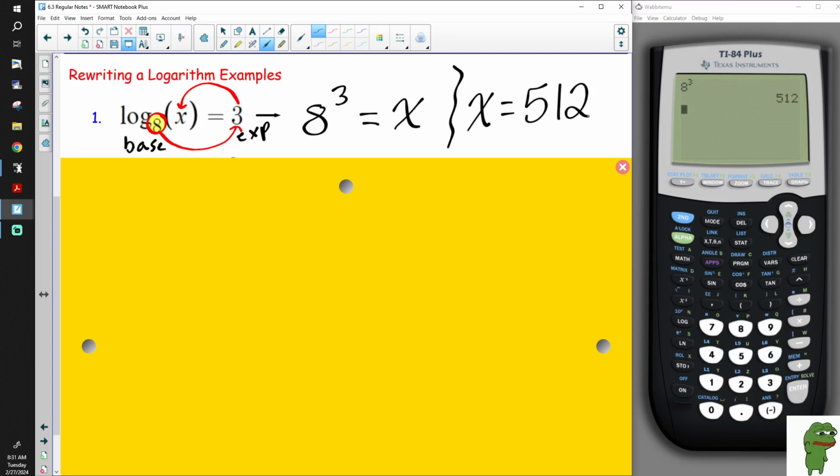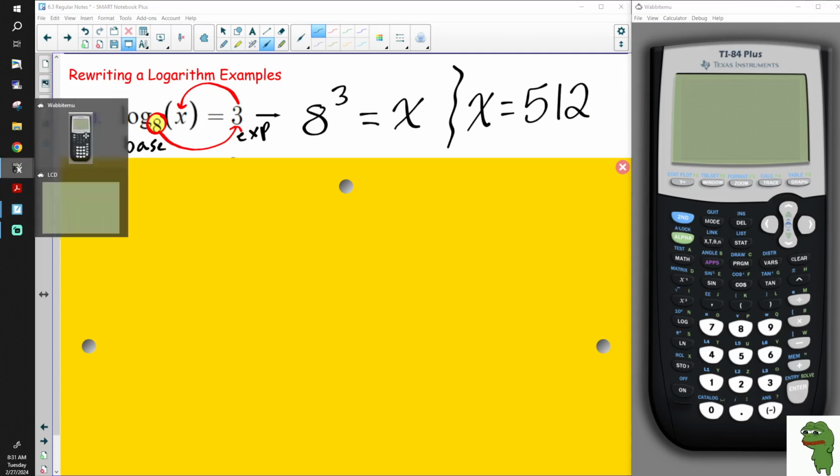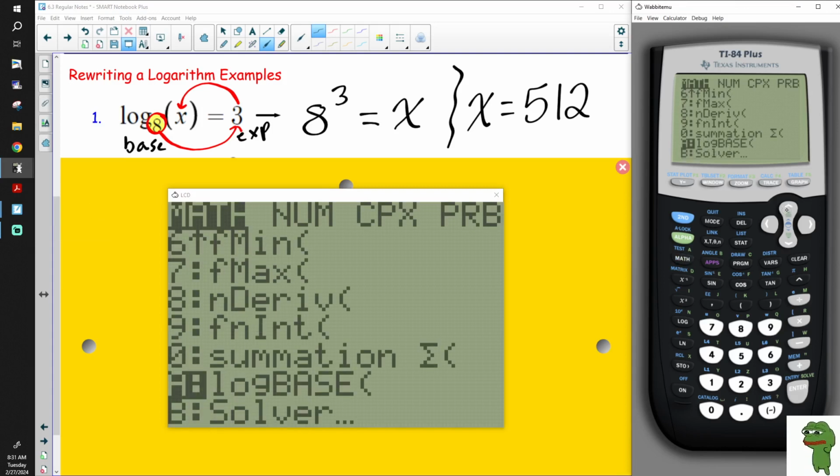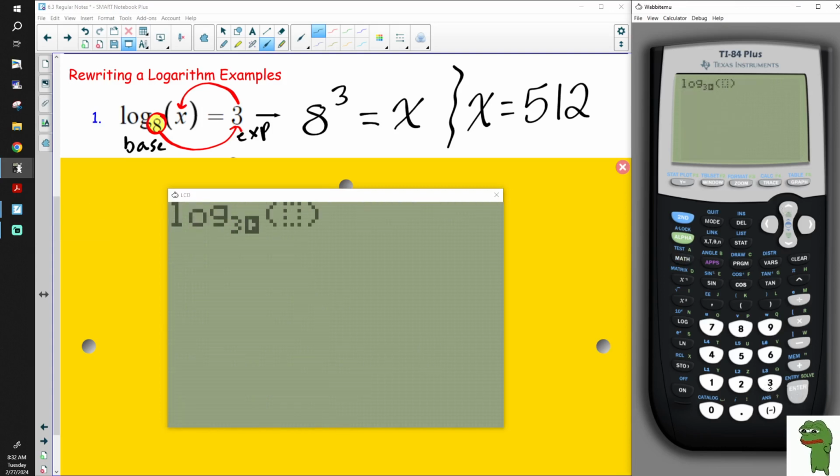And look, we can check. That means if I were to type into my calculator log base 8 of 512, what should I get? I should get 3. Look, I'm going to do it. If I type in log base 8 of 512, the x I just found, I get 3. So that checks out. That works.